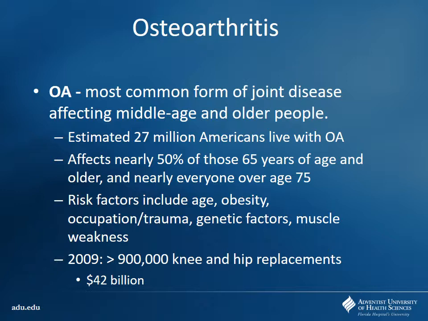Eventually, you're losing that cartilage. You're having that bone grinding on bone. Eventually, it causes a lot of pain there. And so, how do you think the treatment would differ between RA and OA?